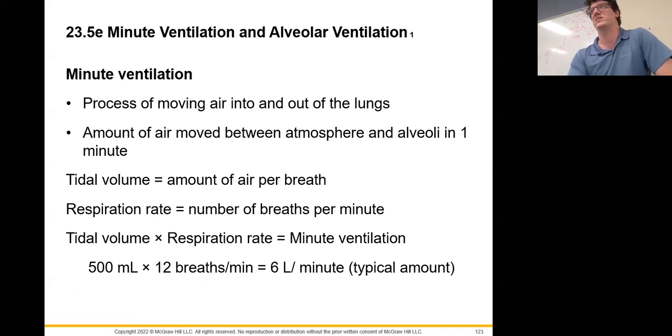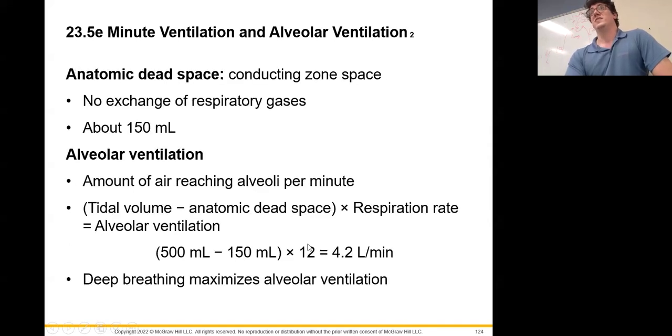This can go up or down based off of your own personal size and all that kind of fun stuff. But it's usually going to be around the 6 liters, and this is what it takes in order for us to get enough oxygen to our tissues. Okay, and that is at sea level. Okay, once again, that is at sea level.